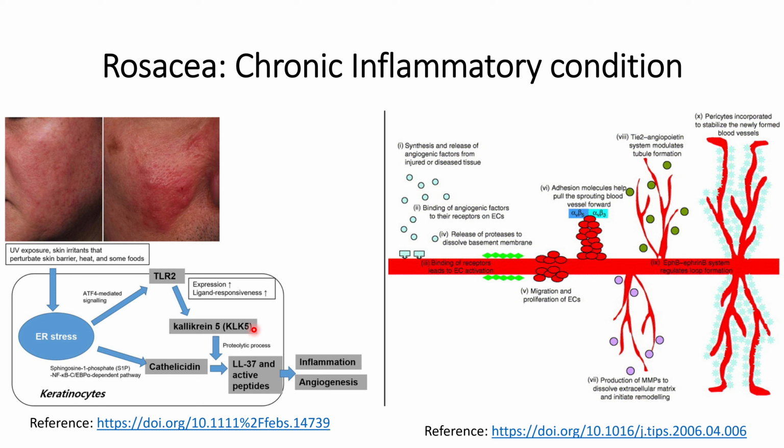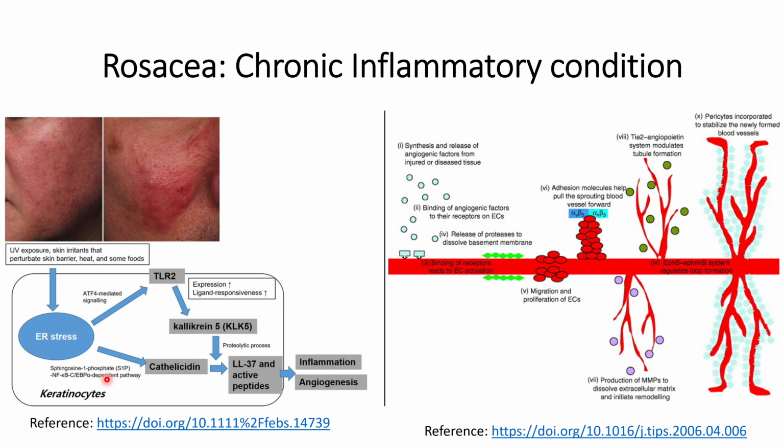KLK5. One additional thing that we should know is that the absence or mutation of KLK5 might lead to ovarian cancer, as the mutation in KLK5 will inhibit the proteolytic process that KLK5 does. With ER stress, so let's go back to the topic.